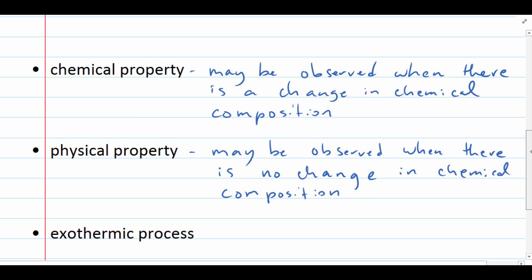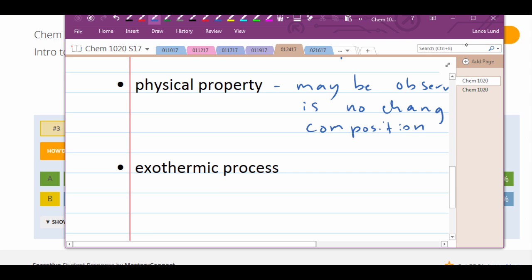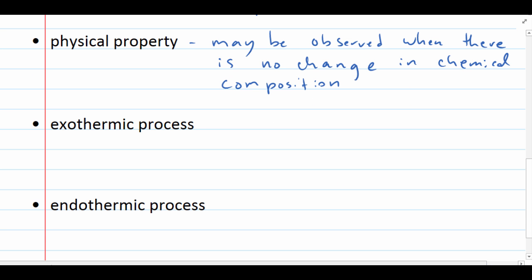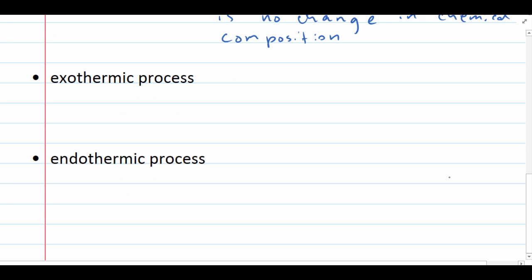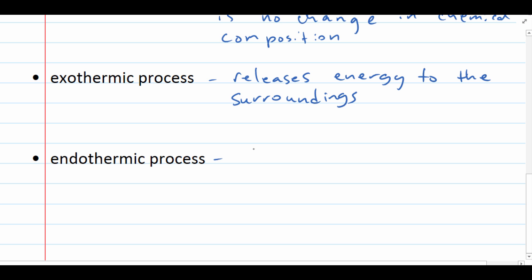Okay, then we have the terms endothermic and exothermic. And in order to talk about endothermic and exothermic, we define them like this. We say that an exothermic process is one that gives off heat. So we say that it releases energy to the surroundings. And an endothermic process is one that absorbs energy from the surroundings.